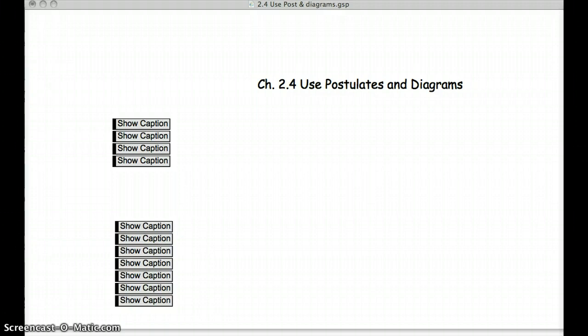We already know 4 postulates. It's probably a good idea to stick these in the back, separate from your vocabulary. Maybe stick this in the back of your vocabulary, maybe even make another section in your notebook or somewhere where you stick all the postulates together. But we already know 4 postulates.